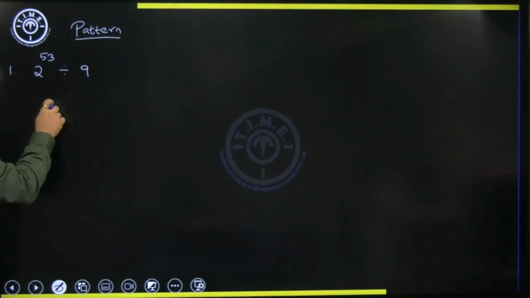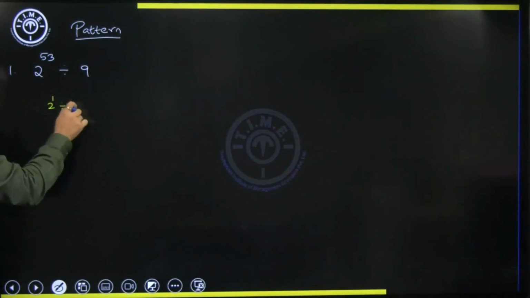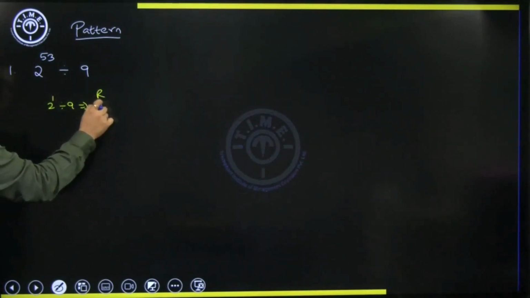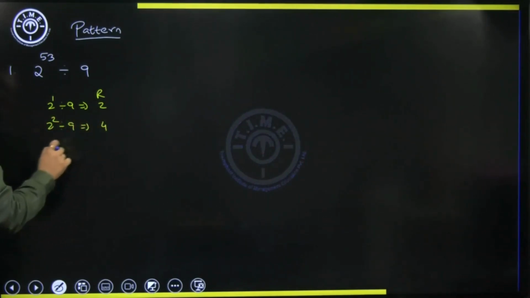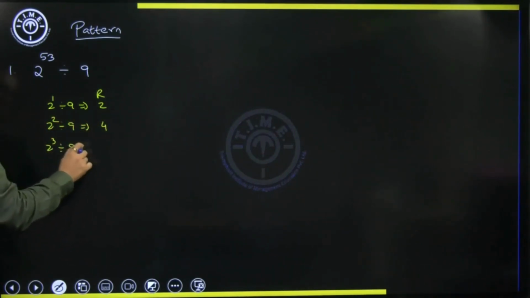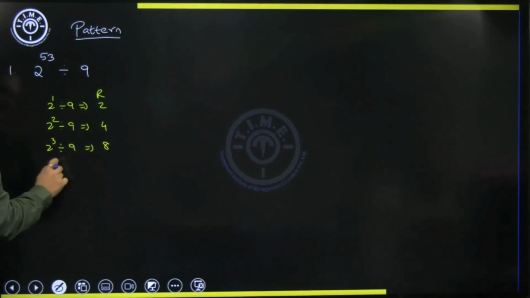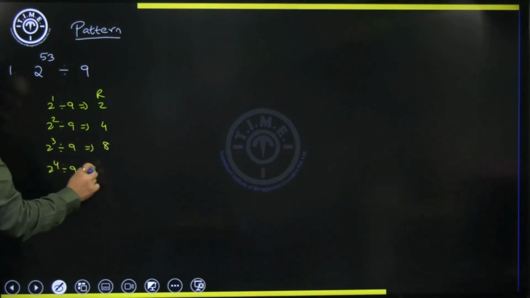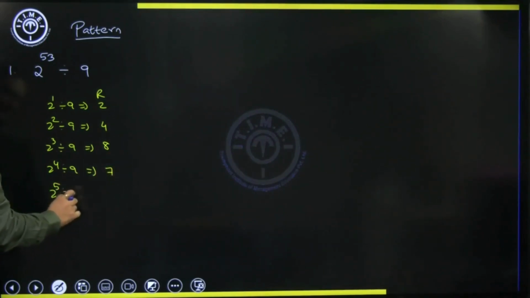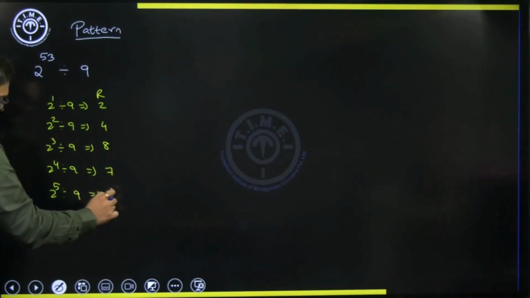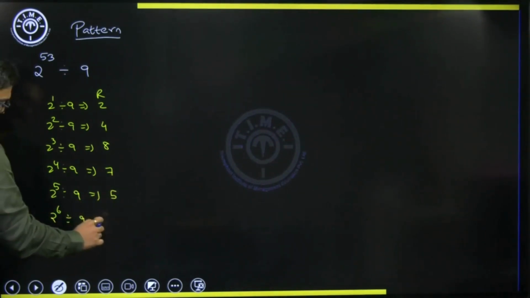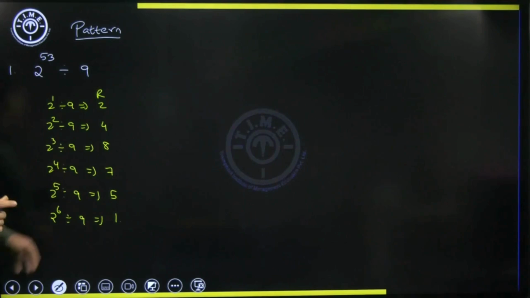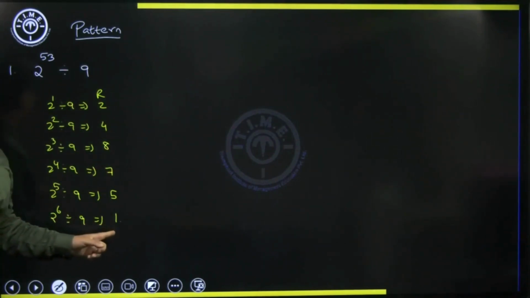So the way of solving this would be, we go for pattern recognition as follows. We try to see 2 power 1 divided by 9. What's the remainder? It's 2. 2 square, 4. 2 cube, it's 8. 2 power 4, it's 16. 16 by 9 is 7. 2 power 5 is 5. And 2 power 6 by 9 is 1. And see, in this pattern method, the moment you get a 1, you stop the process.